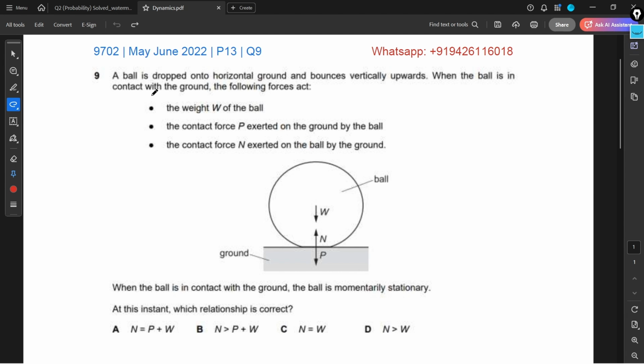So the question states that a ball is dropped onto a horizontal ground and bounces vertically upwards. When the ball is in contact with the ground, the following forces act. First of all is the weight W of the ball, then the contact force P exerted on the ground by the ball, and then lastly the contact force N exerted on the ball by the ground. When the ball is in contact with the ground, the ball is momentarily stationary. At this instant, which relationship is correct?